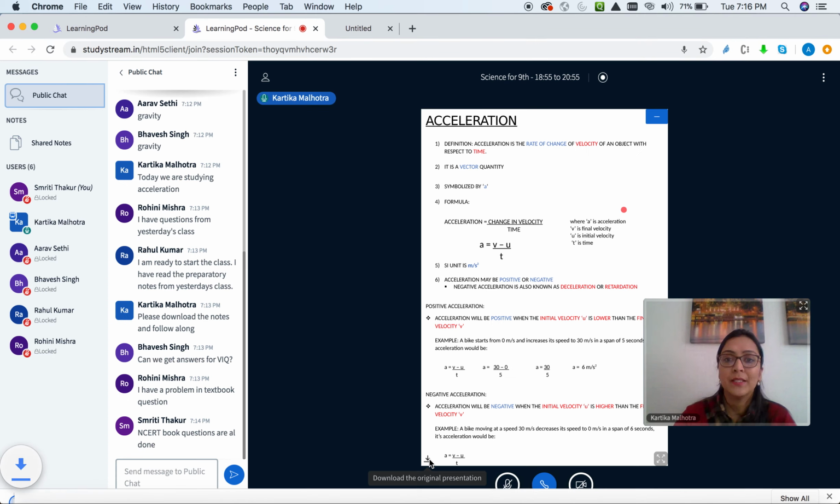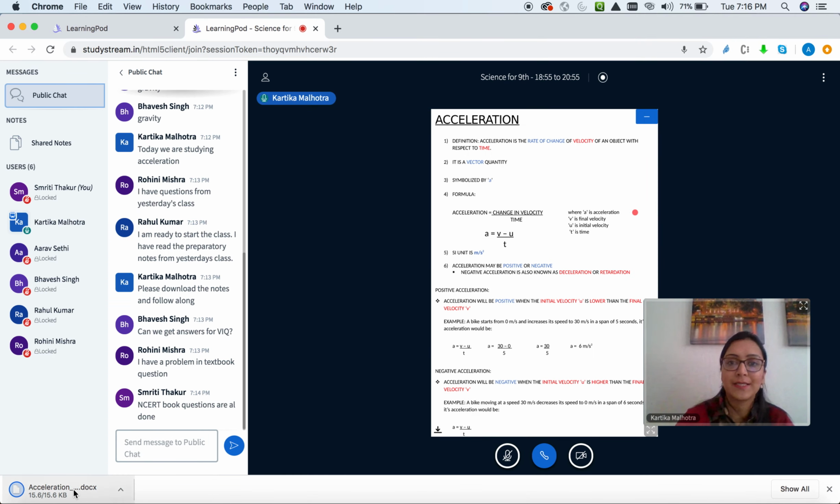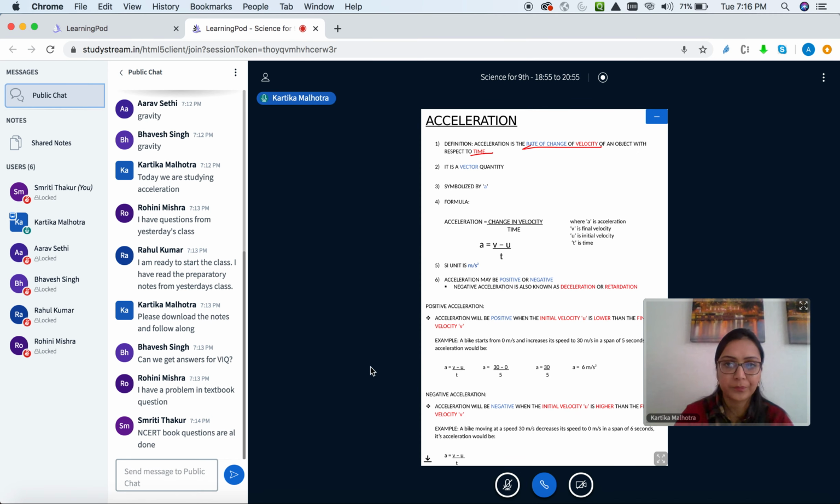Okay. So guys, acceleration. What is acceleration? It is the rate of change of velocity of an object with respect to time. Just remember that there has to be a change of velocity for us to consider acceleration. Now, it is a vector quantity.